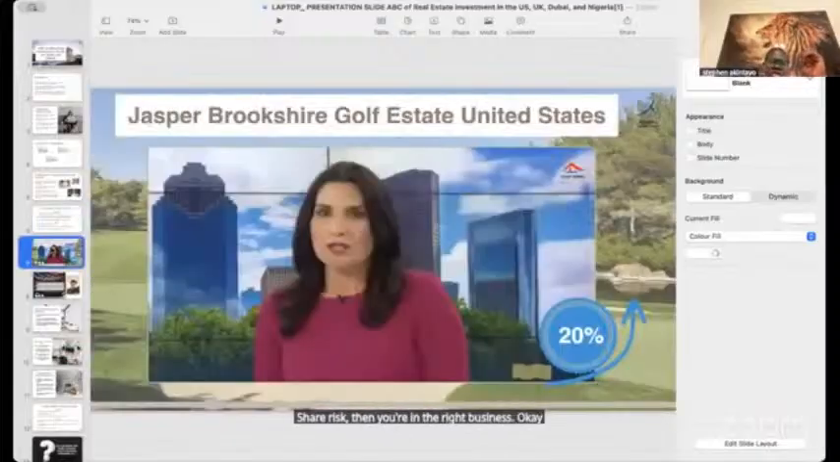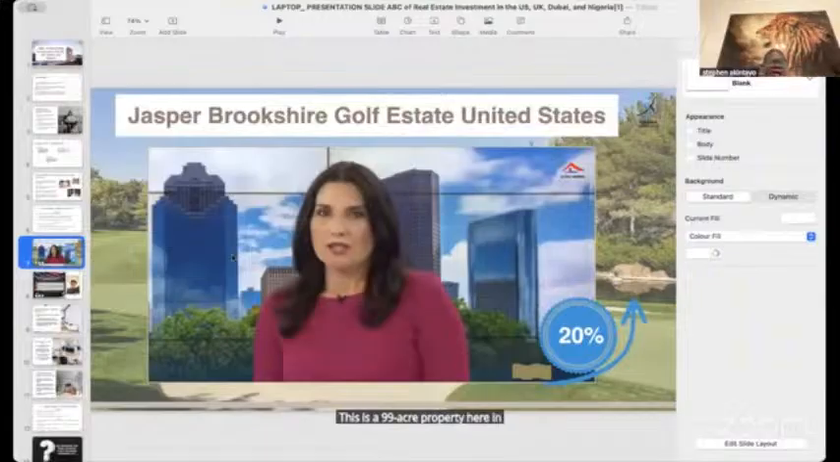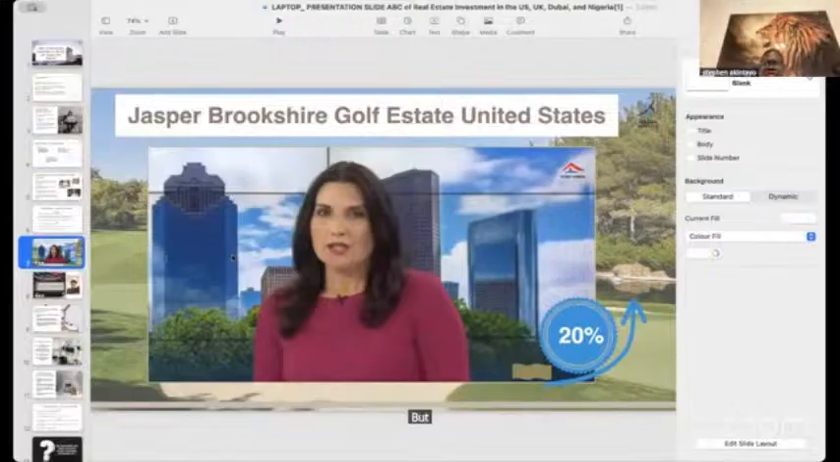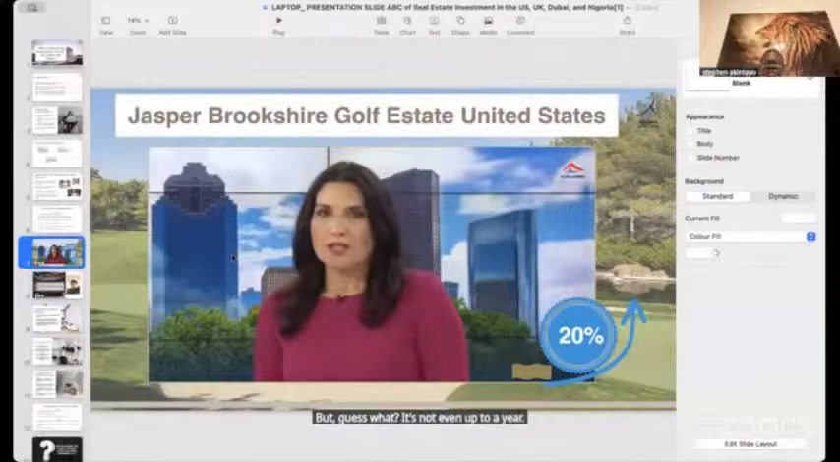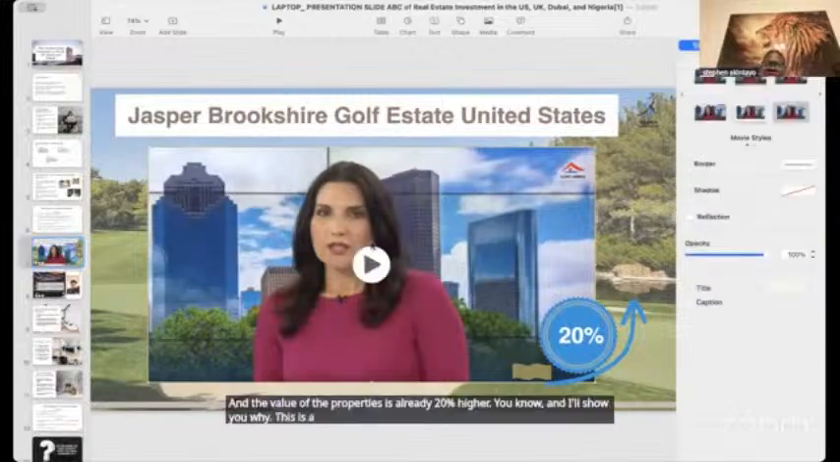Okay, so let me share this with you. This is one of the risks I took. This is a 99-acre property here in Brookshire. And again, these things, like I said, are a risk. But guess what? It's not even up to a year, and the value of the properties is already 20% higher. And I'll show you why. This is news that gladdens my heart.